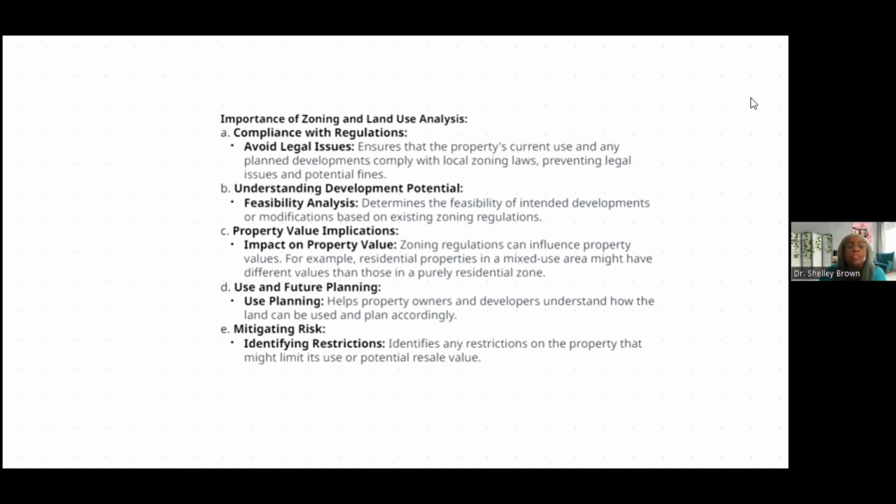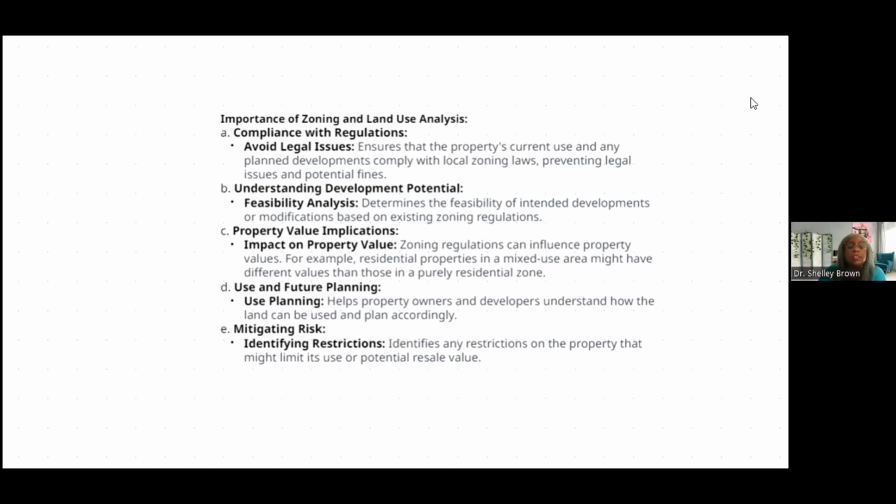Understanding developmental potential. So the feasibility analysis determines the feasibility of intended developments or modifications based on existing zone regulations. So if you buy a property and it is a single family residence, a 1 unit, and you want to use it as a duplex, then you have to get permits and other kind of okays on modifying this property. Like, you cannot just go in there and make a single family residence into a duplex or a duplex into a triplex. There are laws and rules and permits that you have to get in order to modify the property. You can't just go in there and do that.